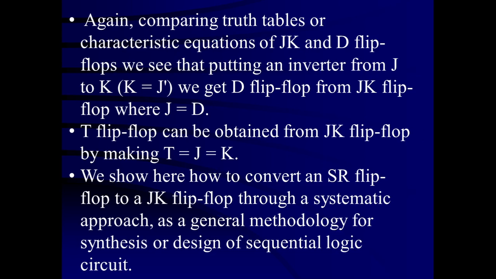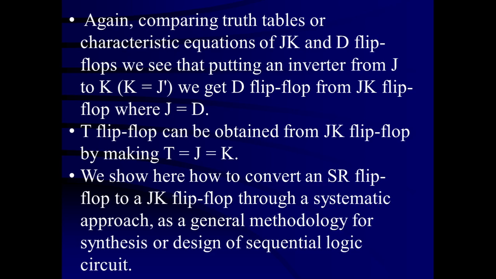Again, comparing the truth table or characteristic equation of the JK flip-flop and the D flip-flop, we say that by putting an inverter from J to K, we get a D flip-flop from the JK flip-flop, where J is equal to D. And a T flip-flop can be obtained from the JK flip-flop by making T equal to J equal to K. So again, the JK flip-flop can be utilized as a D flip-flop, and it also can be utilized as a T flip-flop. How? In a D flip-flop, there is only one input, and that input is going to be D.